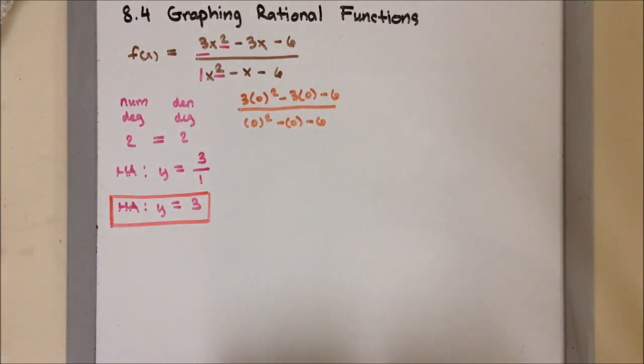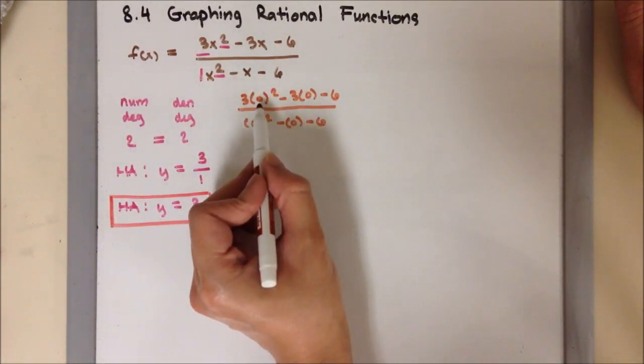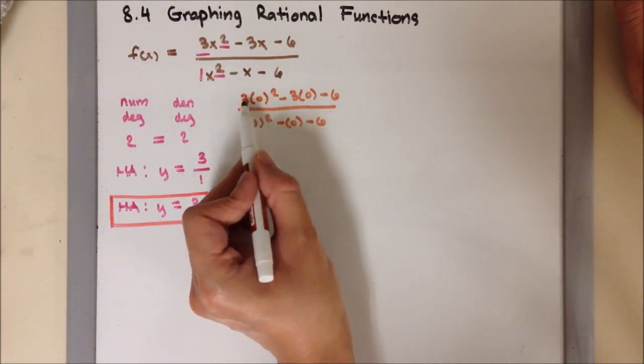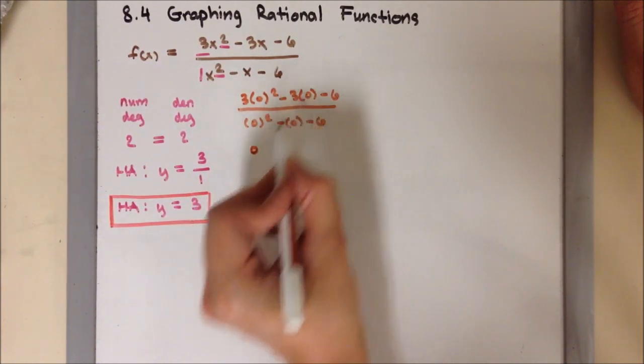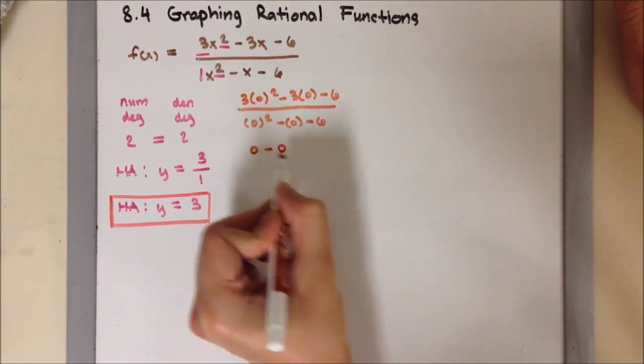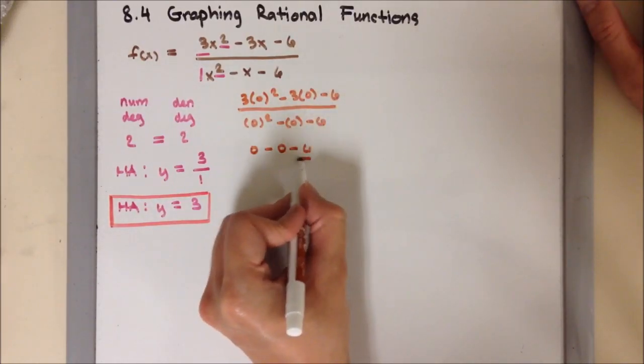Now, here's a shortcut. Once you understand the concept of 0, anything that multiplies with 0 will become 0. So here, even though you do PEMDAS, 0 squared is 0 times 3 will be 0. Over here, negative 3 times 0 will be 0. And then minus 6, because there's nothing you can do over here.